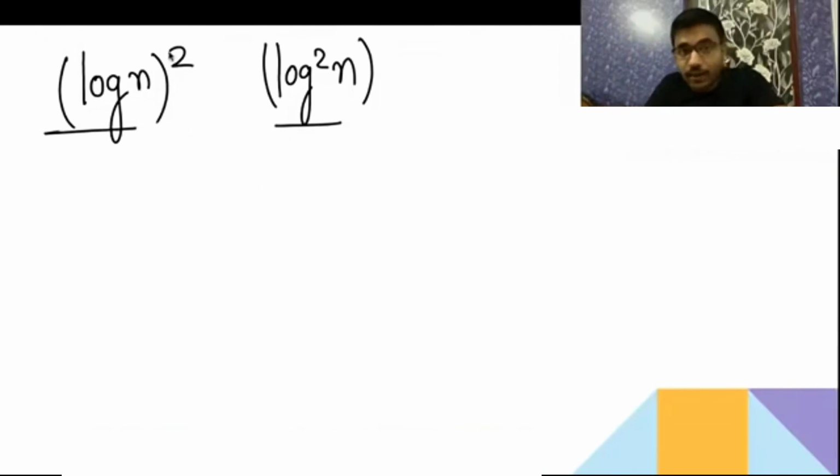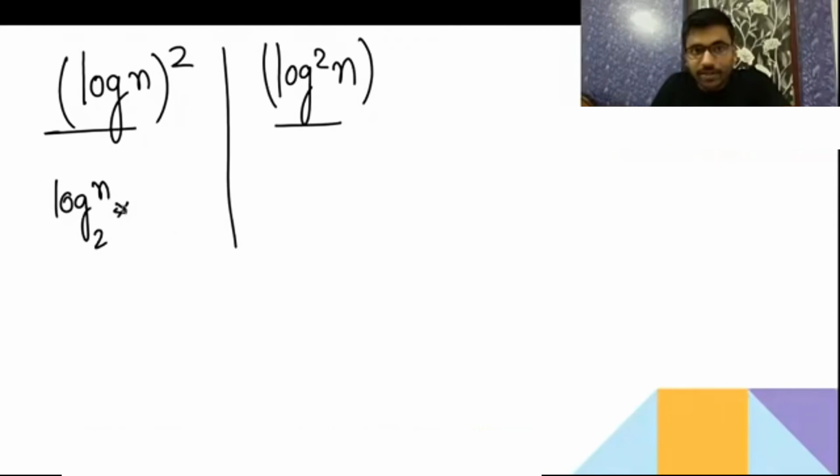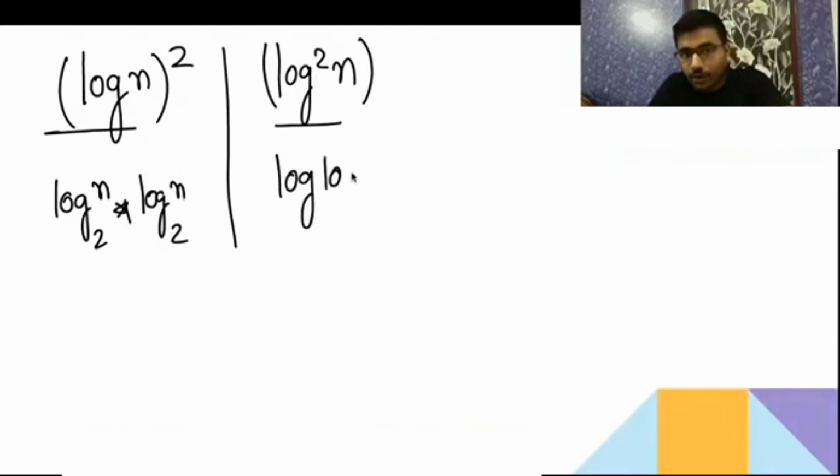See here, it is saying log n to the power 2, it is log n, power means repetition. Here, log is going to get repeated. So these two are different. Here it is a repetition of log.